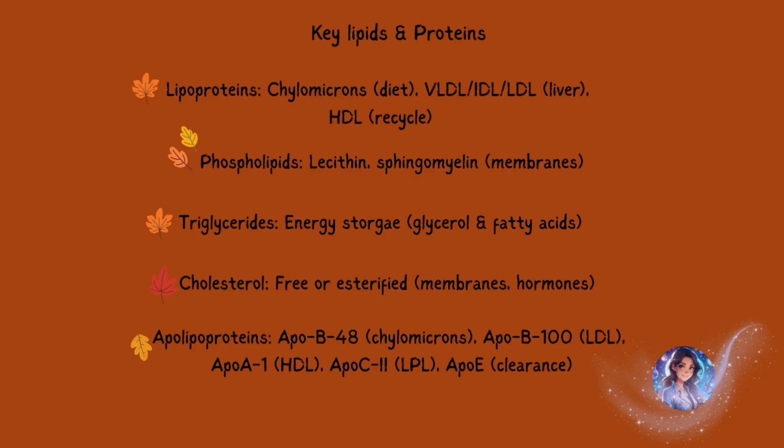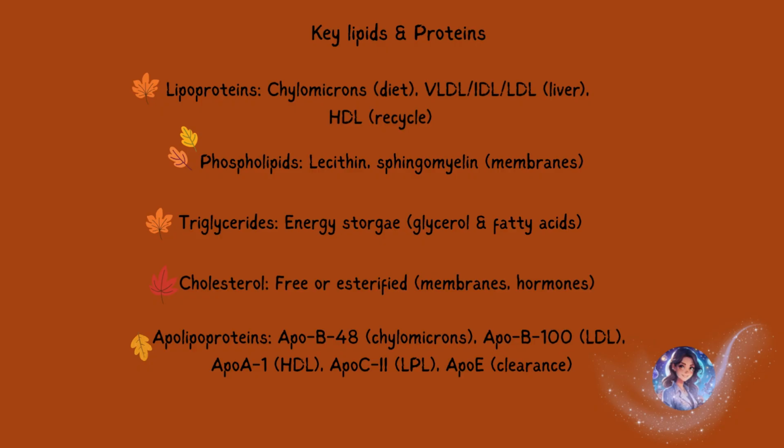Key lipids and proteins. So we have lipoproteins: chylomicrons that come from our diet, VLDL, IDL, and LDL that come from our liver, and HDL recycles the excess cholesterol. Then we have phospholipids such as lecithin and sphingomyelin. These help us with our membranes, mentioned in the previous slide. Cholesterol helps us with membrane flexibility and hormones. Then we have our apolipoproteins, such as apolipoprotein B48 that carries our chylomicrons.